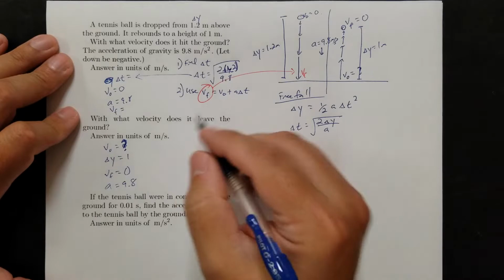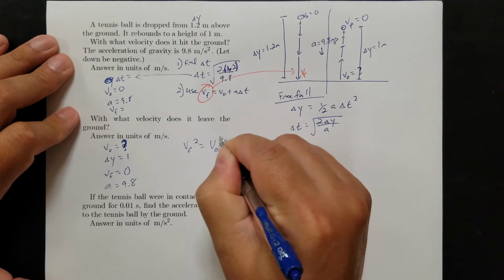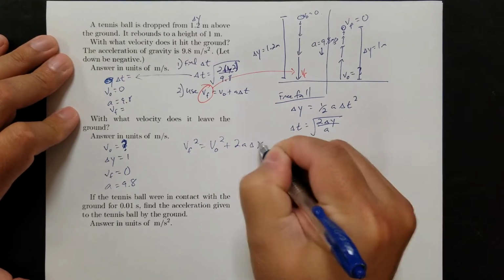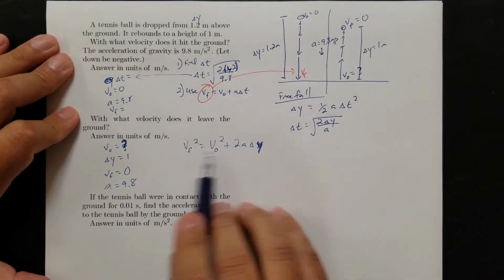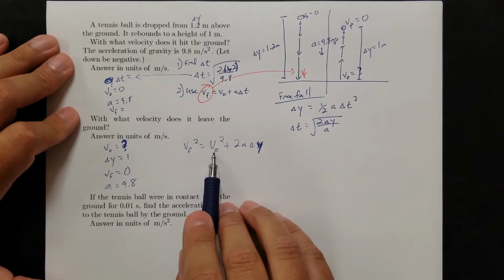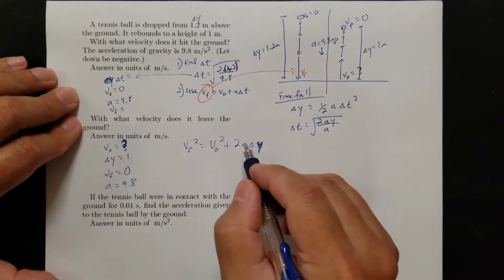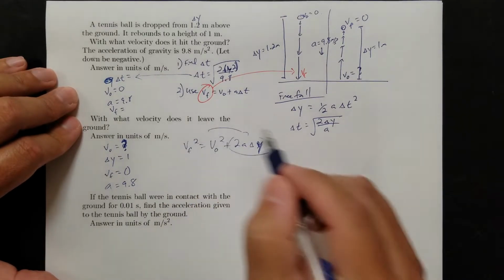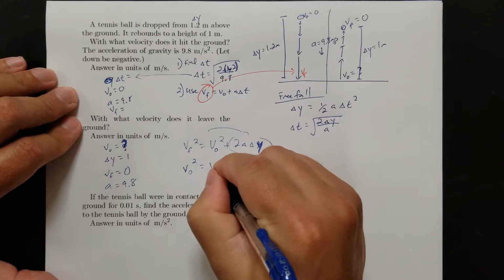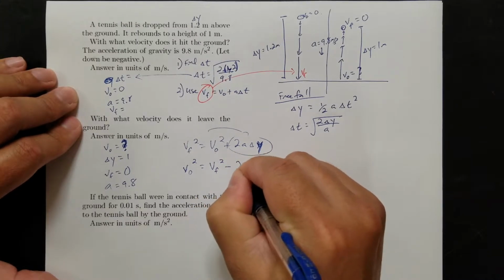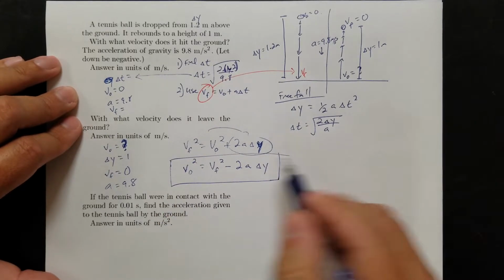If you look at your three equations, you should be able to pick which one. Should be this one. VF squared equals V naught squared plus 2A delta, well, in this case it's Y, because we're talking about up and down. So if I take this equation and solve for initial velocity, I can subtract all of this to the other side. So V naught squared equals final velocity squared minus 2A delta Y. And you can plug in your numbers and solve that, right?